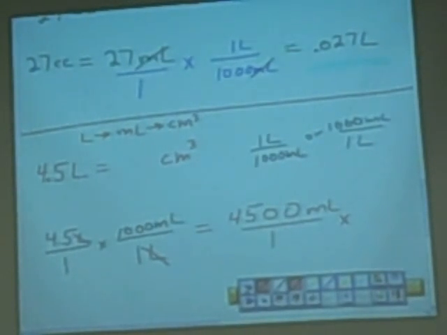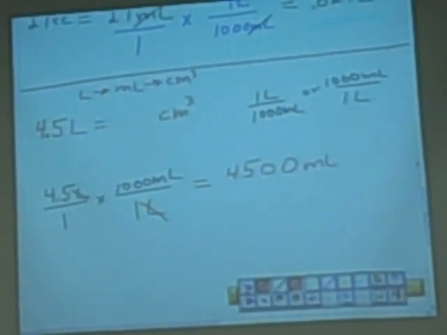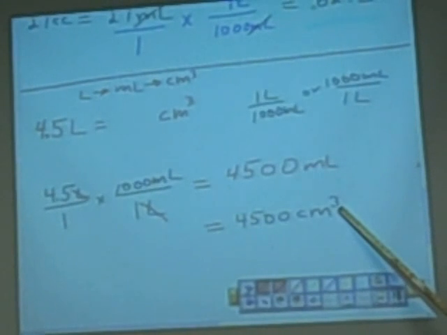Because now we have to convert, well, we don't have to multiply anything. We have to convert milliliters to centimeters cubed. So that means our answer is going to be what? 4,500. What is that? Centimeters cubed, cm3. The third exponent, units cubed, to the third power.